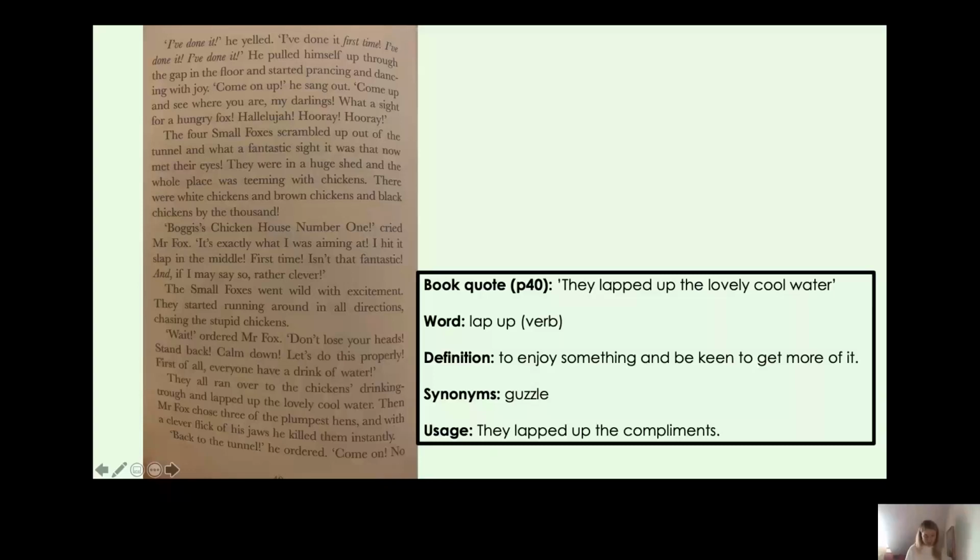Okay, let's carry on reading. Back to the tunnel, he ordered. Come on. No fooling around. The quicker you move, the quicker you shall have something to eat.